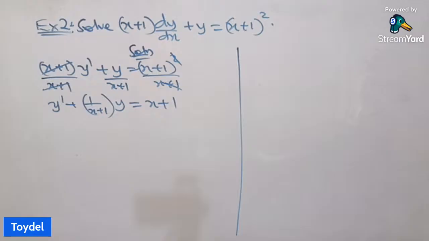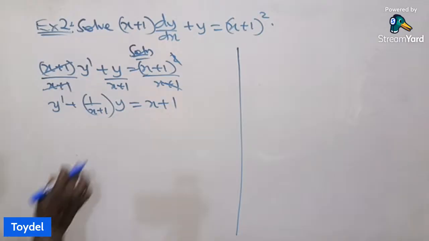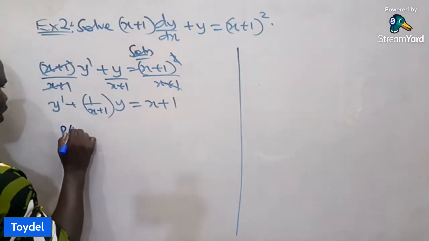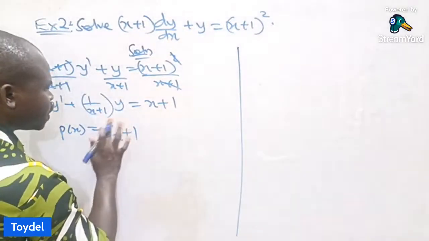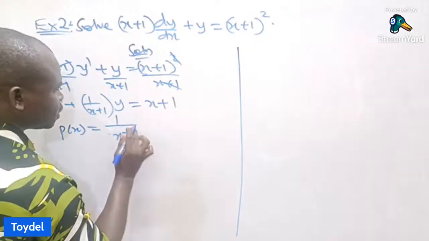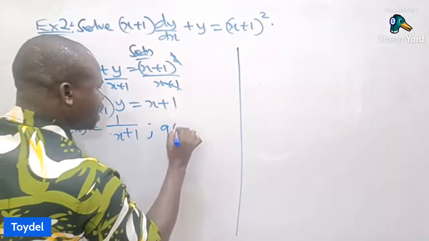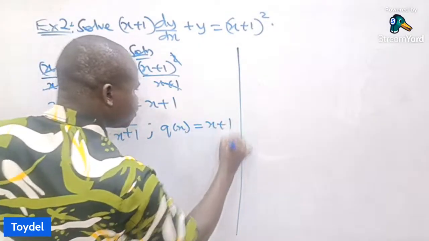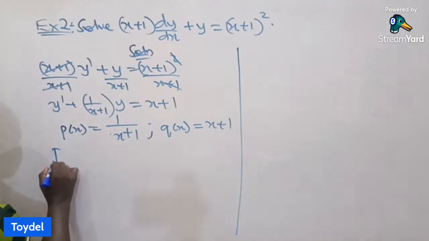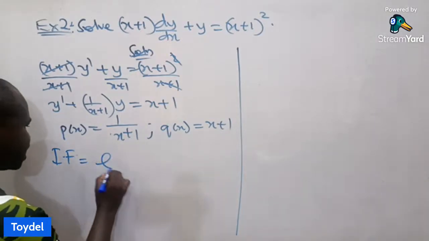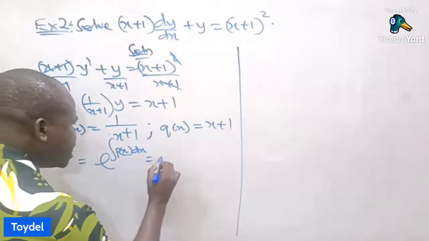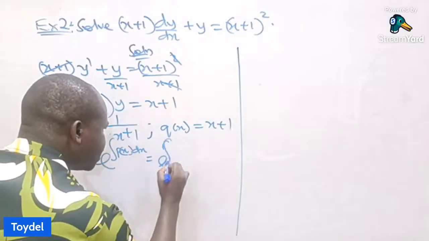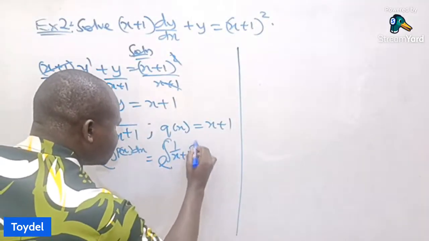So let's look at it very well. What you have beside y is p, so we can say p of x is equal to 1 all over x plus 1. Then q of x, what we have at the right hand side, is x plus 1. So we go ahead and find the integrating factor. The integrating factor is exponential of the integral of p of x dx, which in this case is exponential of the integral of 1 all over x plus 1 dx.